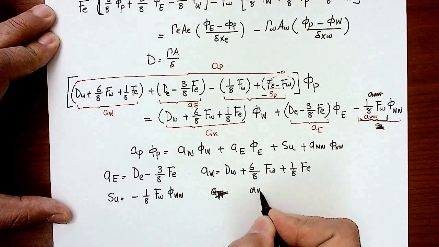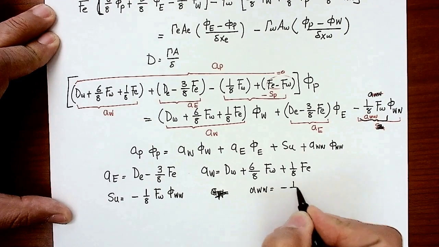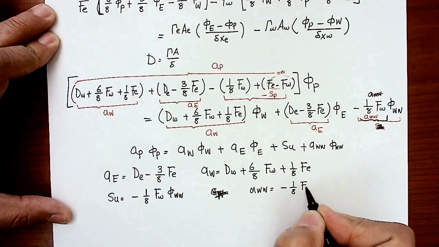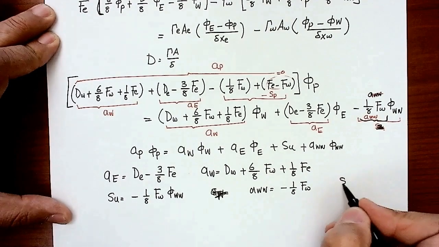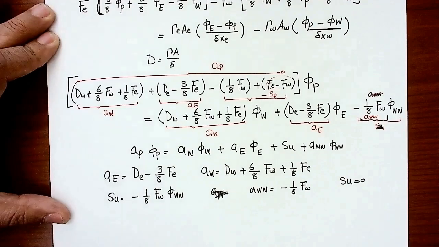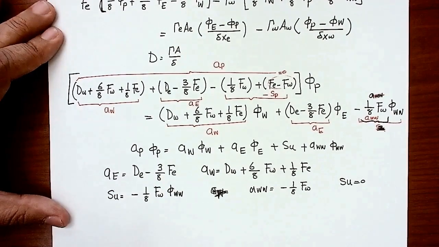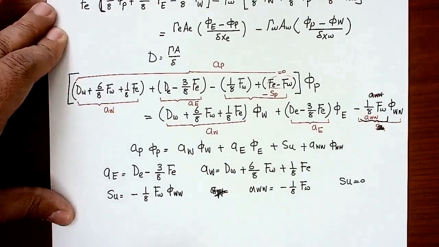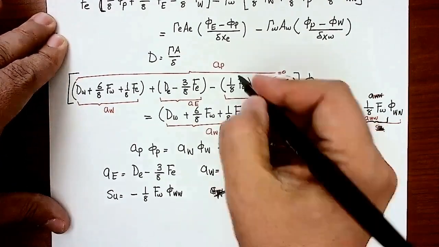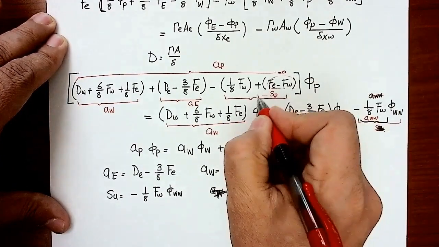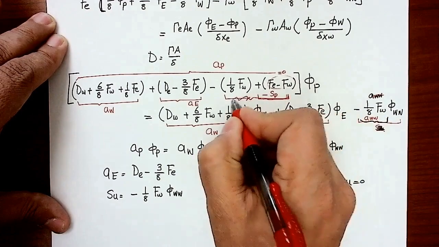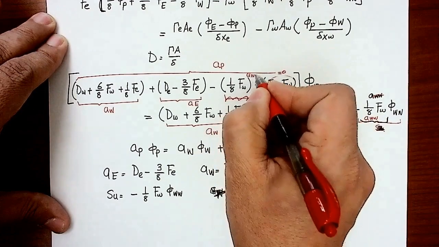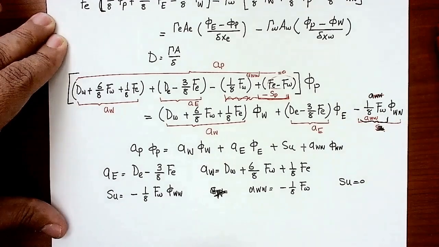Let's write that AWW is minus 1 over 8 if west, right? So now in this case, SU will be 0. I can cancel that term. And what else? That's going to be AWW now. That's not going to be SP. SP is going to be only here. So that's going to be AWW. I think that's a more generic format here.